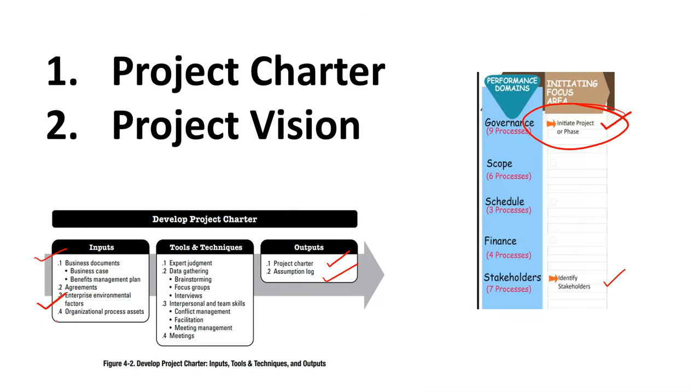Enterprise environmental factors and OPA we had also discussed. Only the agreements are left, which we will discuss later on, because sometimes we need procurement. When we discuss procurement, definitely we will discuss agreements, but keep in mind that agreements are also an input in order to make the project charter.